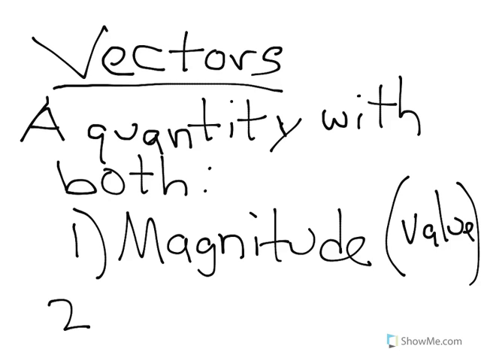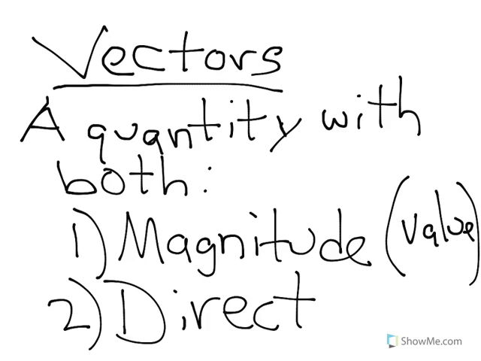So what's the second thing a vector has that makes it different than a scalar? Well, it also has direction. So right here we have the idea that a vector has both magnitude and direction. Let me talk to you first about this idea of direction.